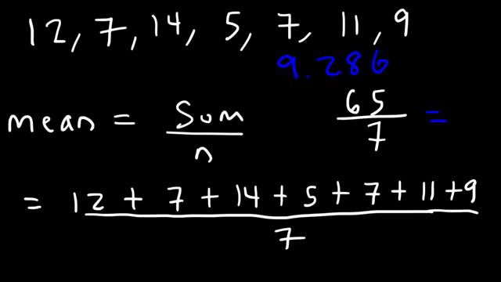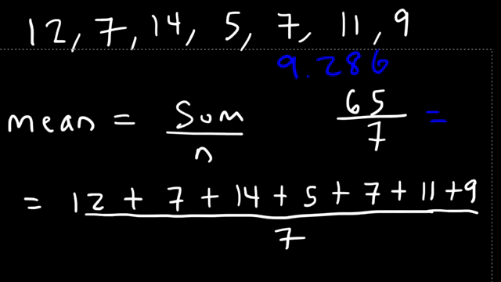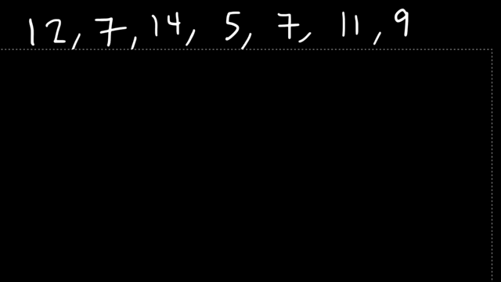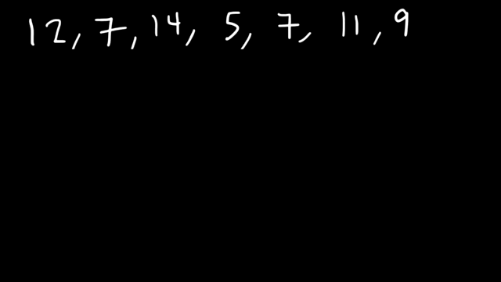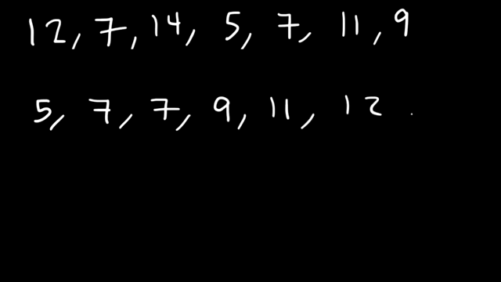Now what about the median? How can we calculate the median of this data set? What do you think we need to do in order to find it? To find the median, it's going to help if you arrange the numbers in increasing order. The lowest number is 5, and then we have two 7s. Next we have a 9, 11, 12, and 14.